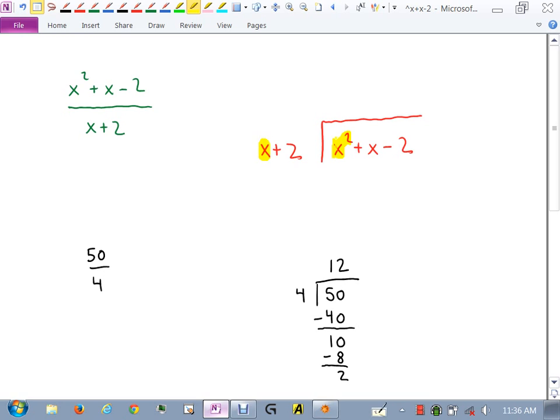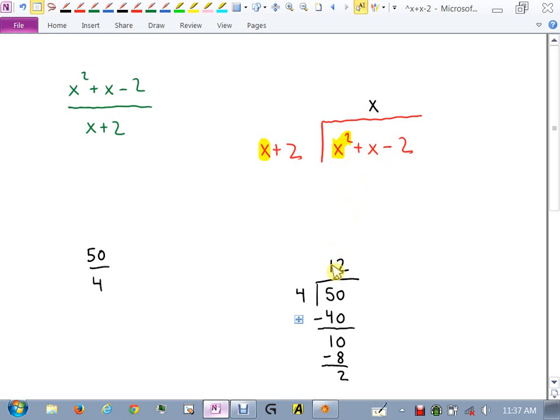We say, what do I multiply this x by to turn it into this first one here, x squared? So what do I multiply x by to turn it into x squared? Just a single x, right? So I'm going to put that x right here. And notice I decided to line this x up vertically above the x here. You don't have to do that. You could put the x anywhere up here, but I like to kind of line things up.